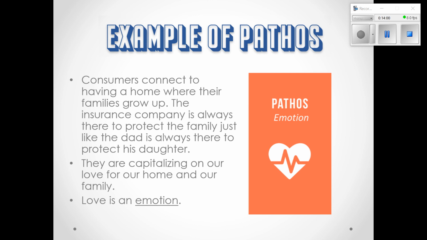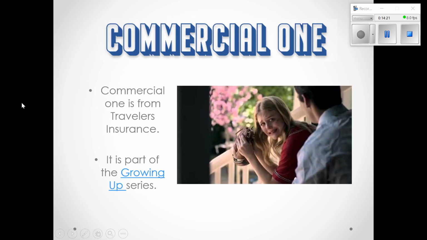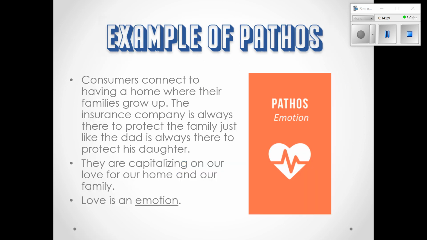And love is an emotion. Okay, we see the love that family has for their house, for their family, to all be together in that house. And it kind of strings a chord in our heart, and it makes us emotional. And that's how we remember the commercial. And that's what sticks with us. So if we're looking for insurance, we might choose Travelers Insurance because the emotion in the commercial stuck out to us. Okay? So that is how you want to view a commercial.